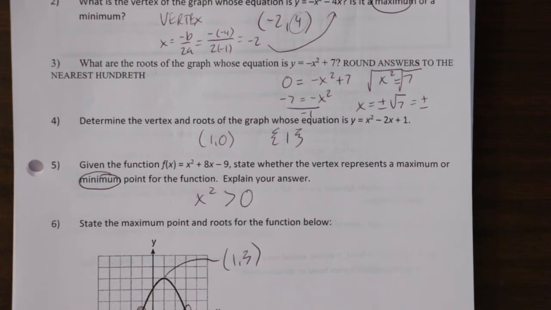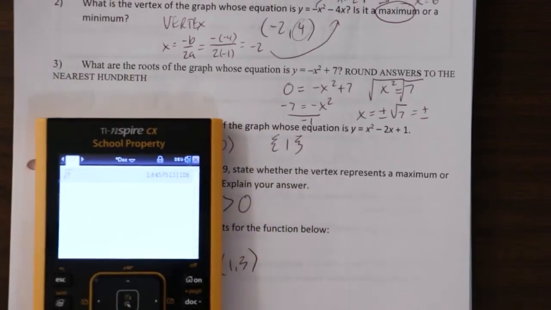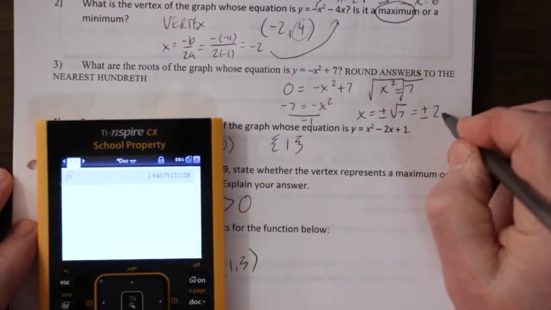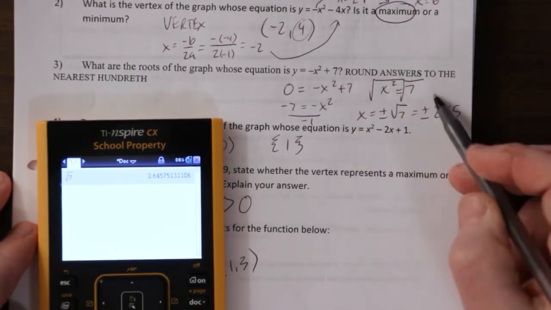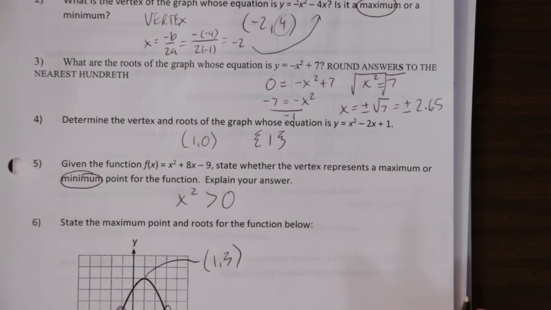Okay, so I need to get the square root of 7 and enter, and it looks like 2.64 and so on. Now if I round that to the nearest hundredth, it would be 2.65. Once again, it's a plus or a minus. Whenever you take a square root, it could be positive or negative.